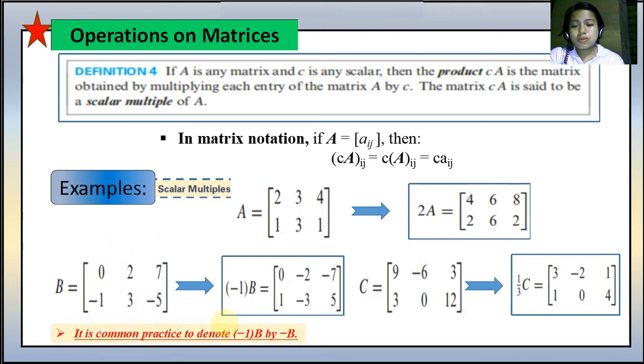Then it is a common practice to denote negative 1 B by negative B. So instead of writing negative 1 times matrix B, we will just write negative B, and it is understood already that our scalar is negative 1. And therefore, we will multiply all entries of matrix B by negative 1.